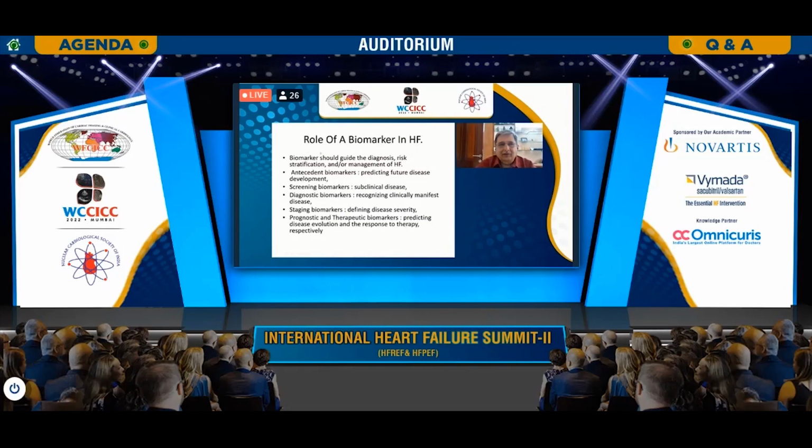In heart failure, the biomarker has multiple roles to play. We can classify biomarkers in heart failure into different types. For example, antecedent biomarkers. Let's take stage A of heart failure, where there is no disease, but there is a likelihood of disease progression. If you have a biomarker like NT-proBNP in hypertension, and a hypertensive patient has a high NT-proBNP, we may think that this patient is at a higher risk of developing heart failure in future. And that is why we might be tempted to take proper measures right at the beginning. So this is where an antecedent biomarker is used to predict future disease development.